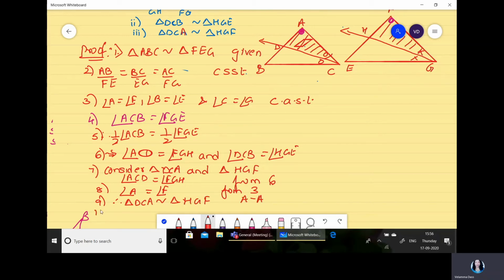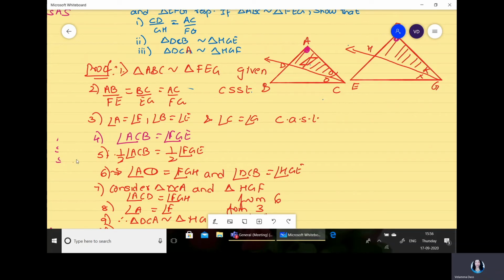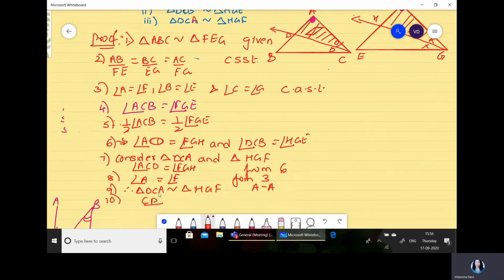When two triangles are similar, can we take the corresponding sides? Yes. When you have to take corresponding sides, we have to see the letters that you want. We want CD upon GH, right? So when we take it, we have CD upon HG or GH equals the second and third letter, AC, upon GF. I think this is what we have to prove. Yes, so we have proved this. We have proved the third part.